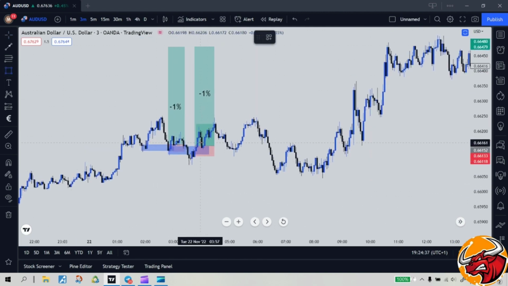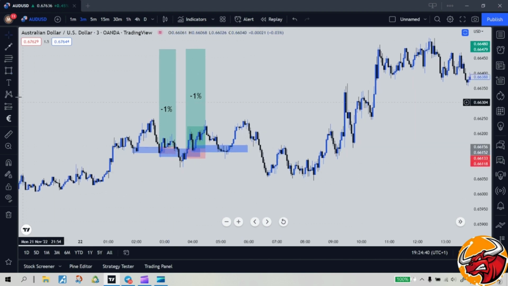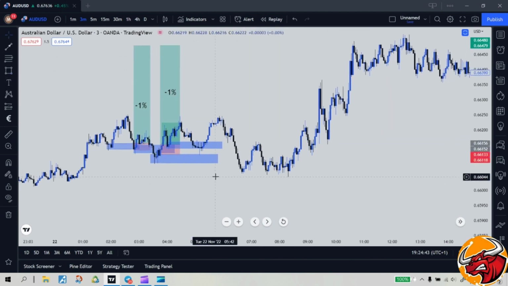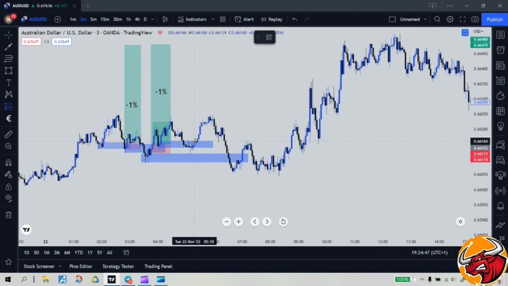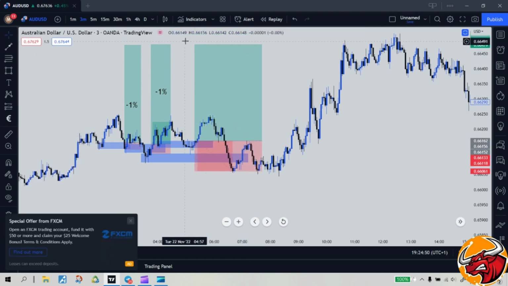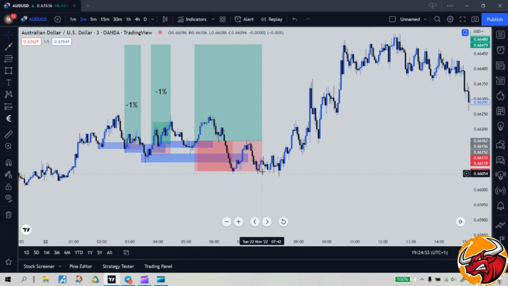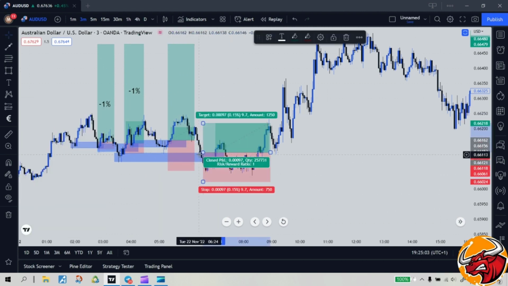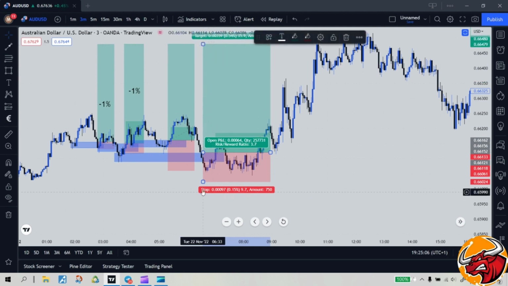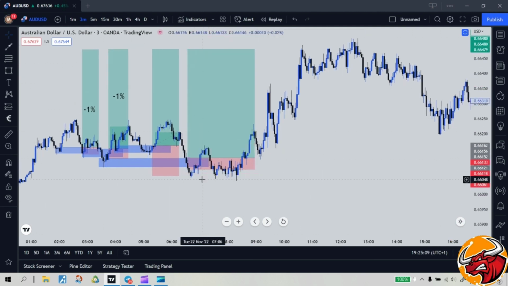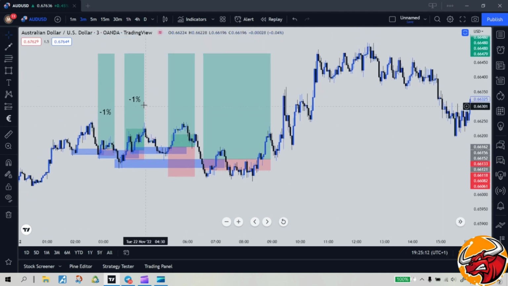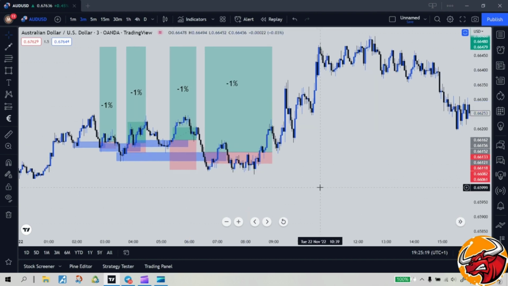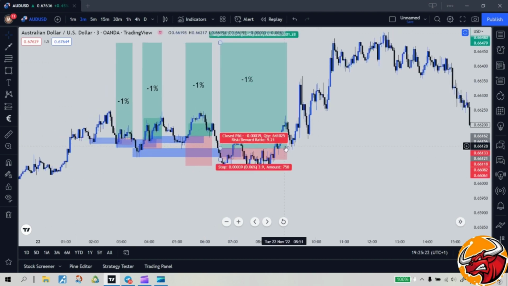So the next demand zones we have, one is there, one is there. So you enter again here. Price pushes up a little bit and smashes your stop loss. Then you enter again here and price reaches your next demand zone. Place stop loss just below this and smash your stop loss again. So you lost 4%, guys. 4%.